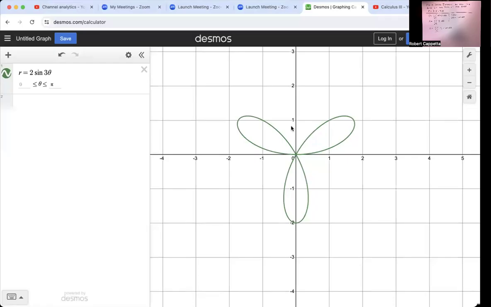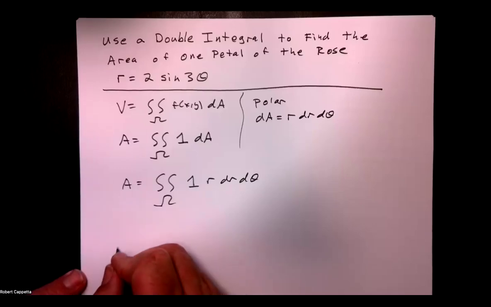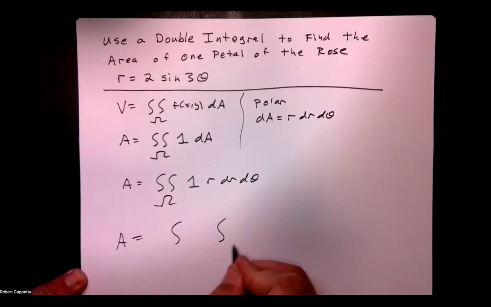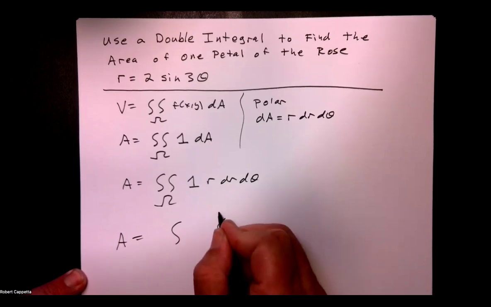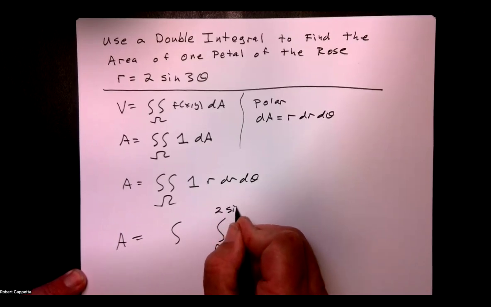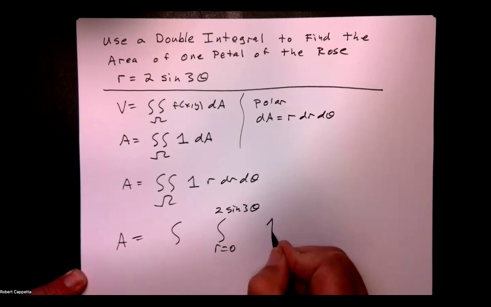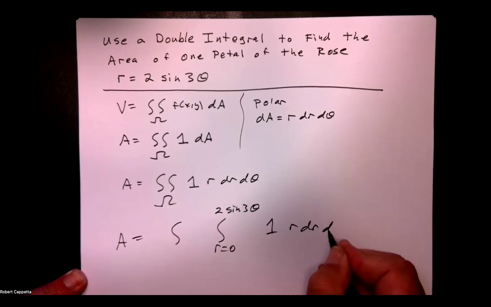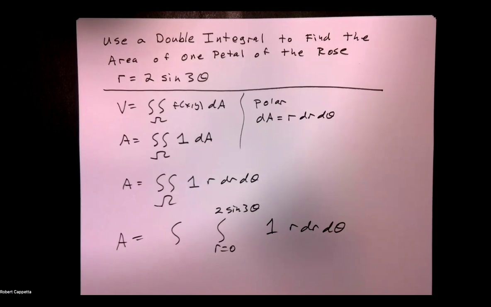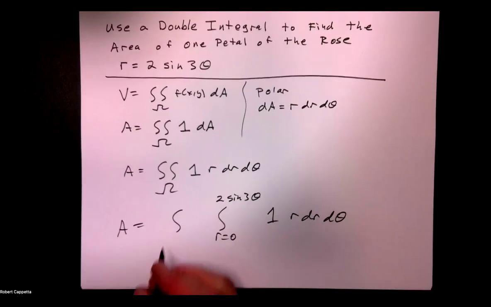So here is the graph of that rose. r starts at 0 and goes until it hits the curve. So r goes from 0 to 2 sine 3 theta. So that's not terribly challenging. So the area will be the double integral, r goes from 0 to 2 sine 3 theta, of 1 r dr d theta. What takes a little bit of work is to determine what theta is ranging from.